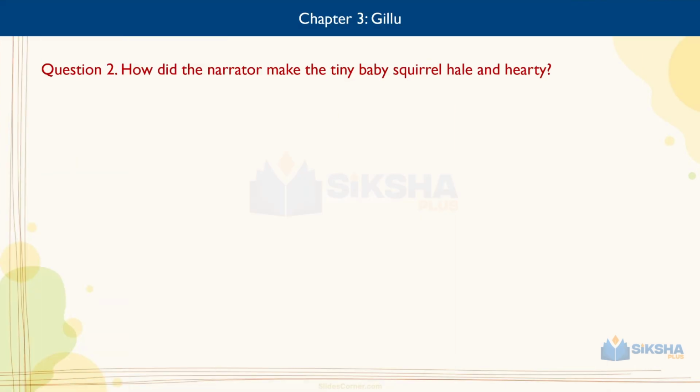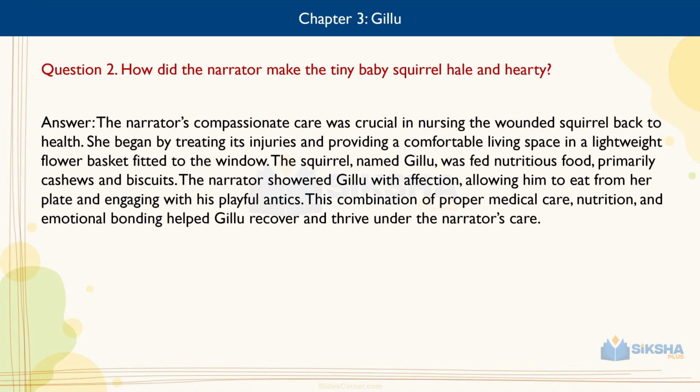Question number 2: How did the narrator make the tiny baby squirrel hale and hearty? Answer: The narrator's compassionate care was crucial in nursing the wounded squirrel back to health. She began by treating its injuries and providing a comfortable living space in a lightweight flower basket fitted to the window. The squirrel named Gillu was fed nutritious food, primarily cashews and biscuits.